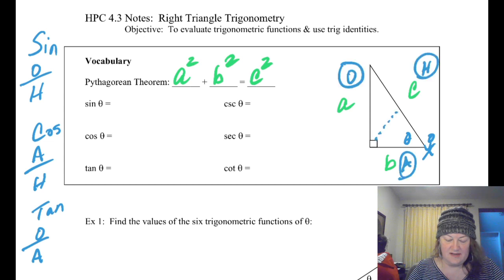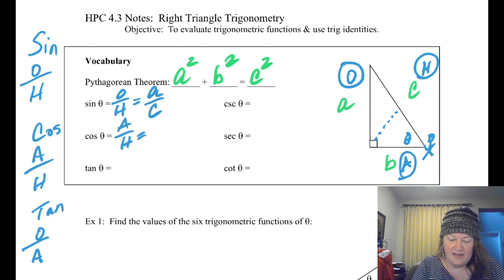If I was trying to do sine of this using the little green a's, b's, and c's, I would write I'm looking for O over H, which would be a over c. If I'm looking for cosine, it's A over H, and in the green letters, that would be b over c. And if I am looking for tangent, it would be O over A, and that would be a over b.